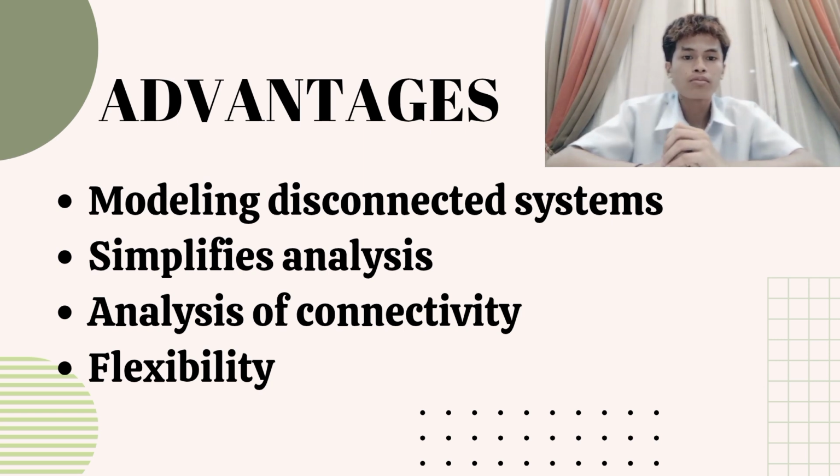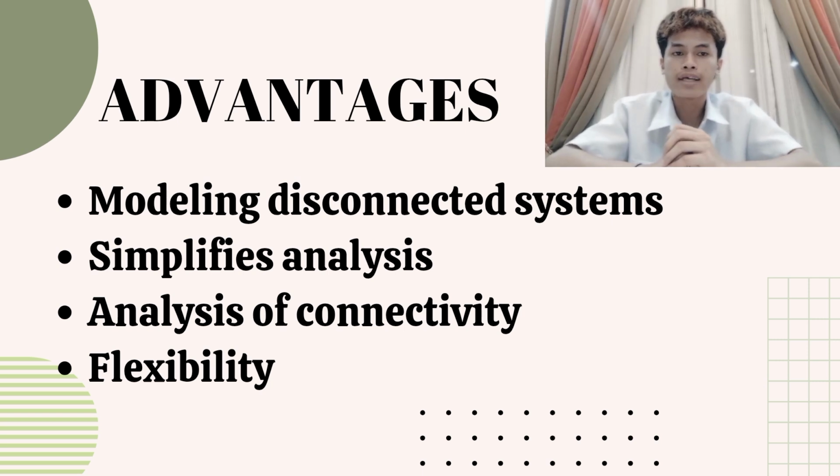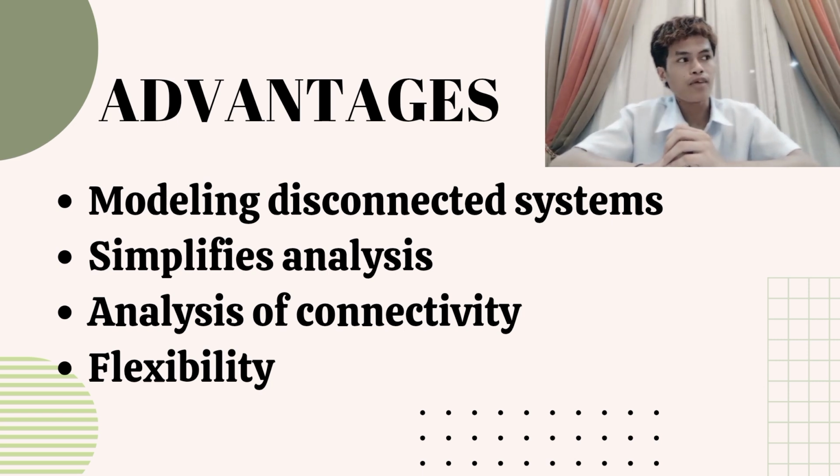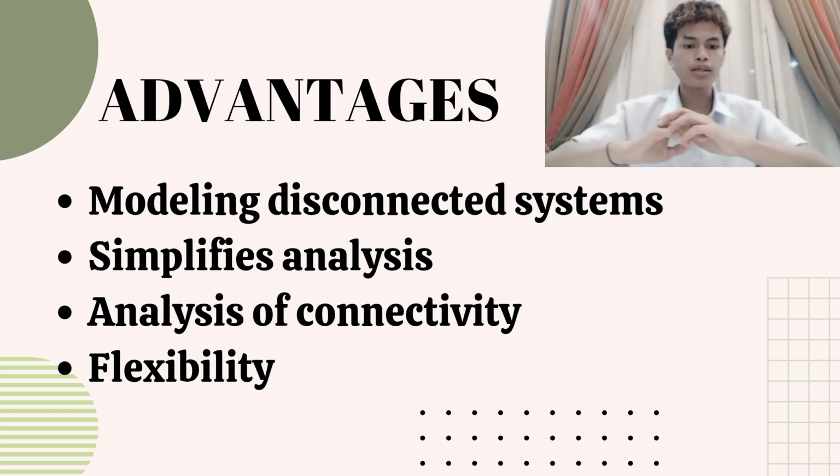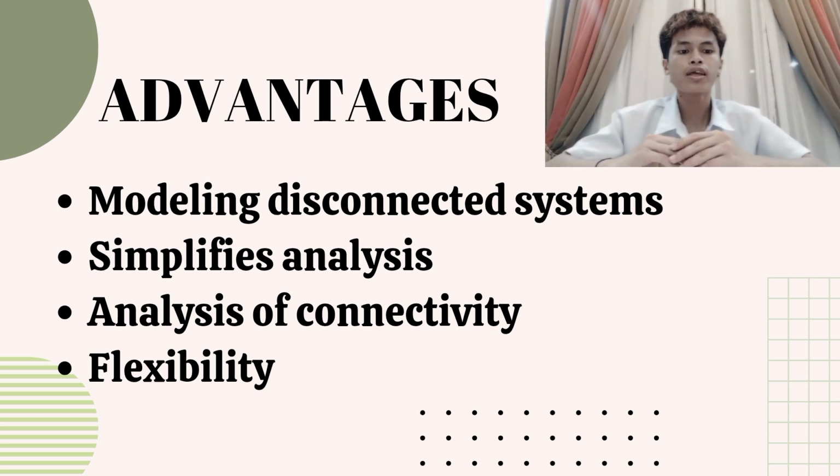Modeling disconnected systems. Forests are ideal for representing systems where components are isolated from each other, such as a collection of different ecological habitats or a set of unrelated data sets. The second one is simplified analysis by breaking down a complex, potentially disconnected graph into smaller, independent trees. A forest can simplify the analysis of each component, as trees have more specific and well-defined properties, for example, no cycle.